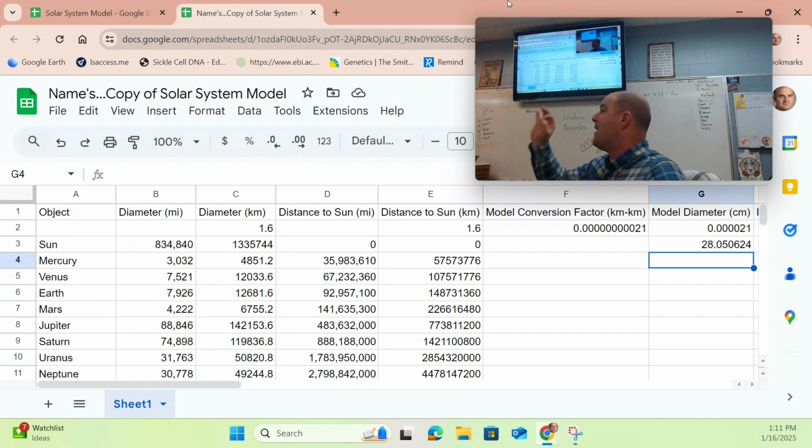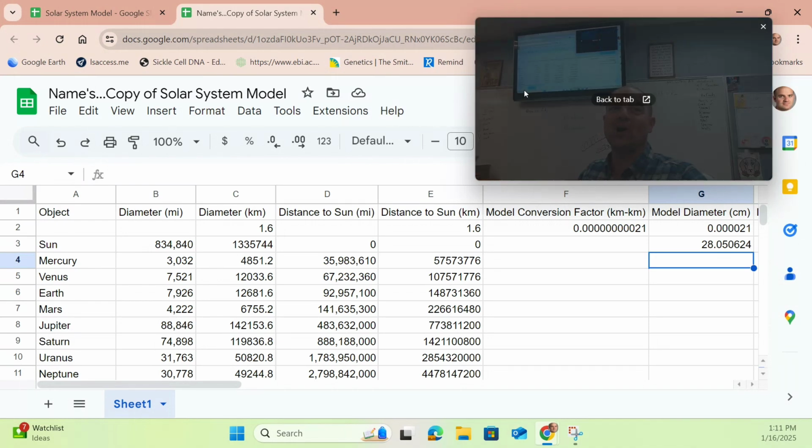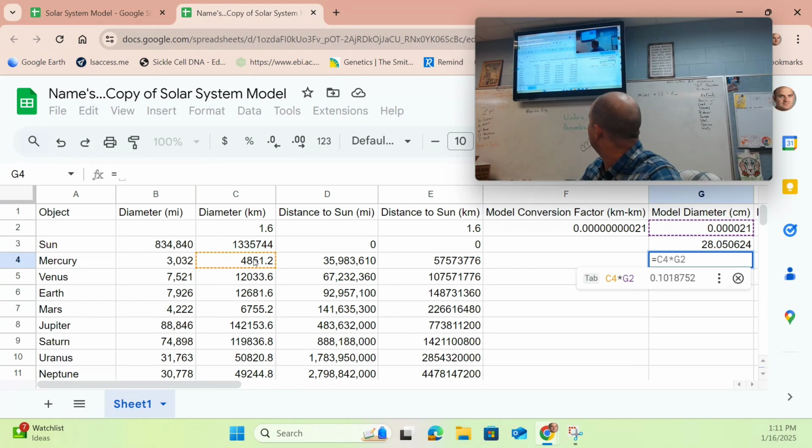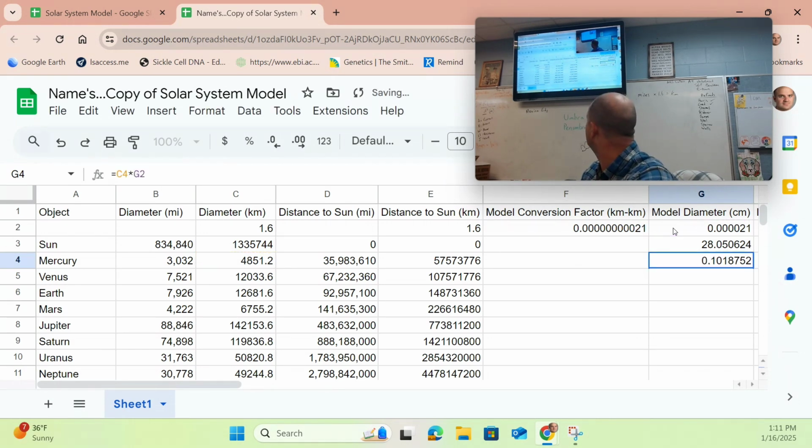All right, so again, be careful. It's done this anomalous thing where it'll try to jump to the wrong box. So make sure. I'm going to verify. I hit equals. I'm verifying it's going to diameter in kilometers. Good. And then it's also wanting to multiply by our fancy conversion factor. Perfect. Every time I'm going to make sure it's going to the right boxes.